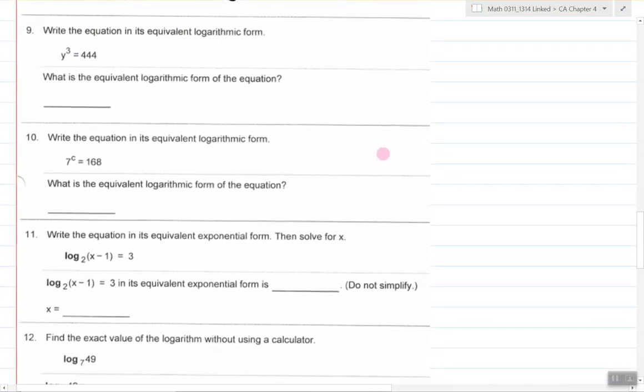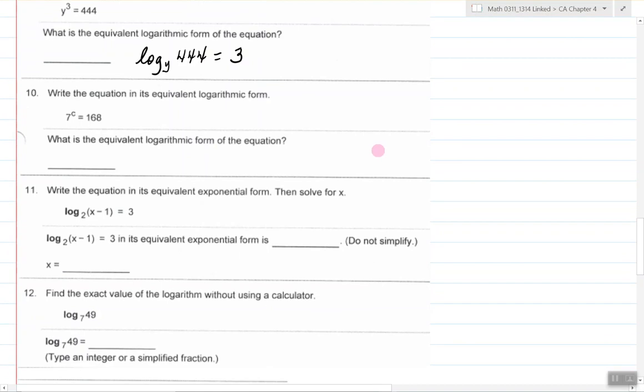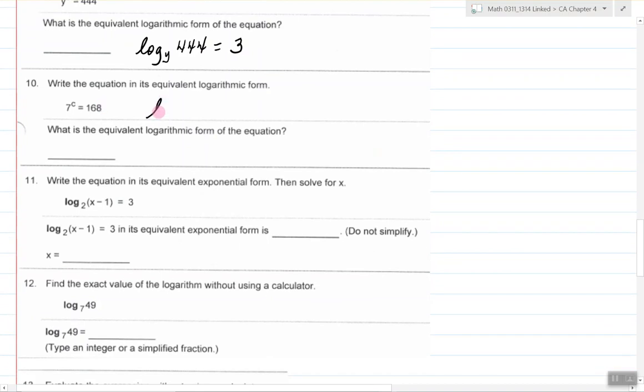Number 9. Log. What's the base? It is y. Of 444 equals the exponent 3. Log always equals the exponent. This one, log base 7, that's written as a little 7, of 168 is equal to exponent c.